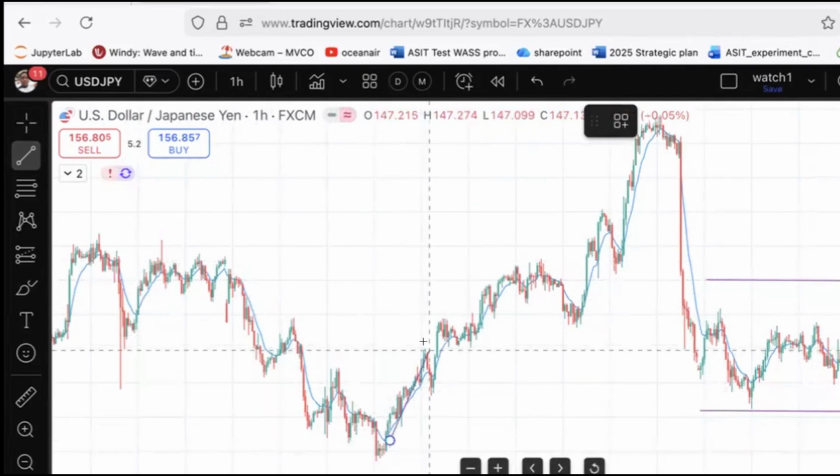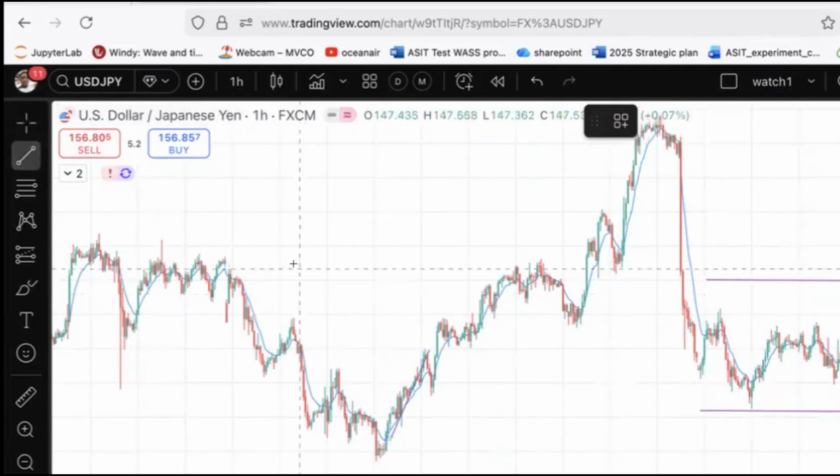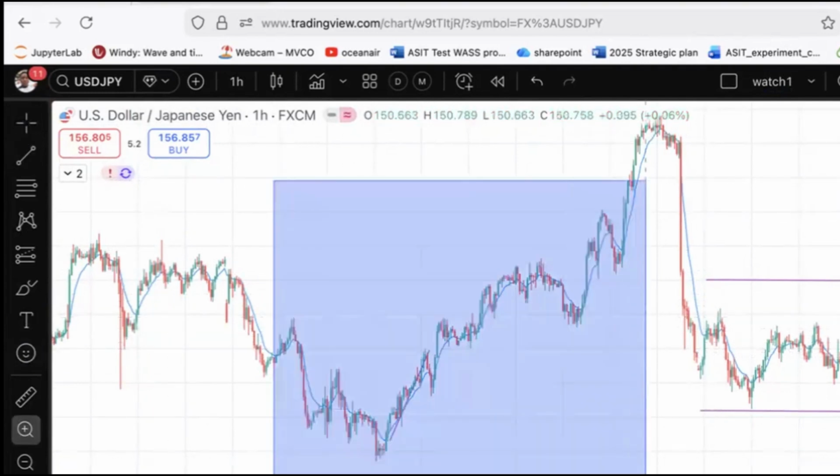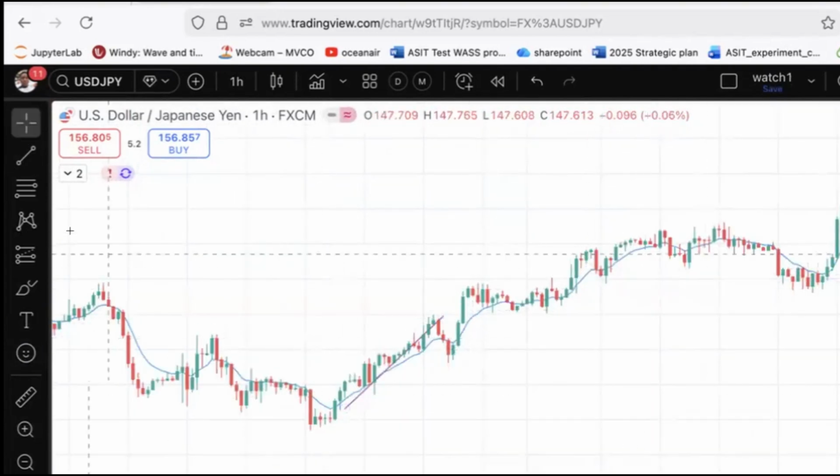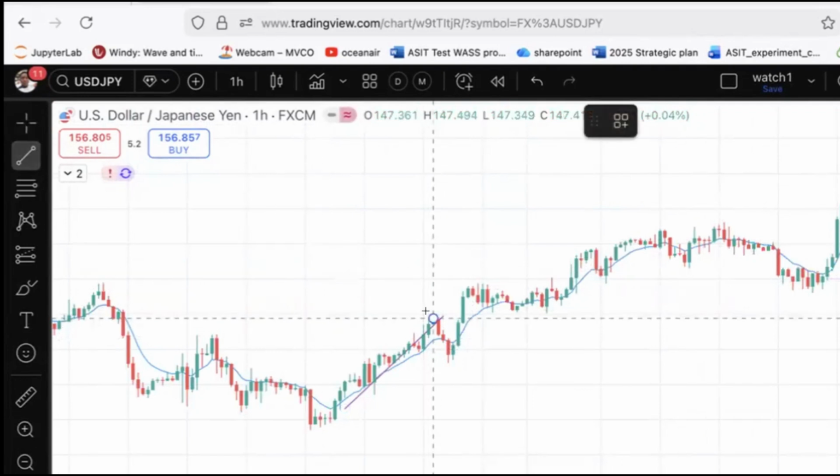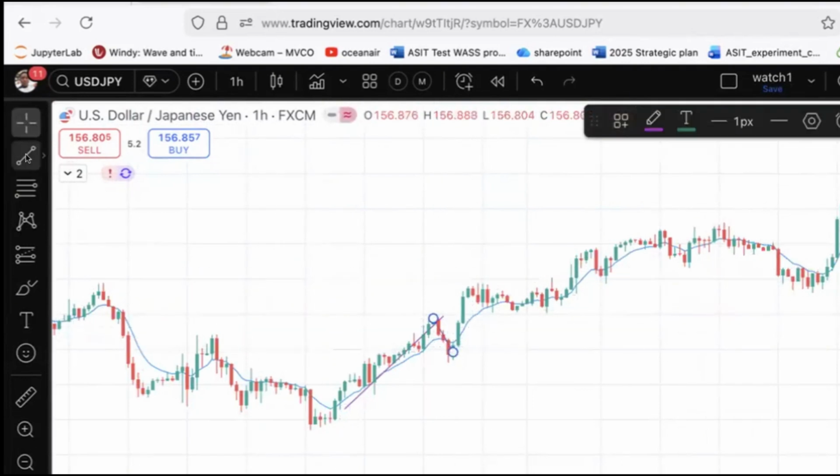So that's up and this is down. Let me just zoom in a little bit. I think it's a bit hard to see. Zoom in that much, and this is down and this is up.